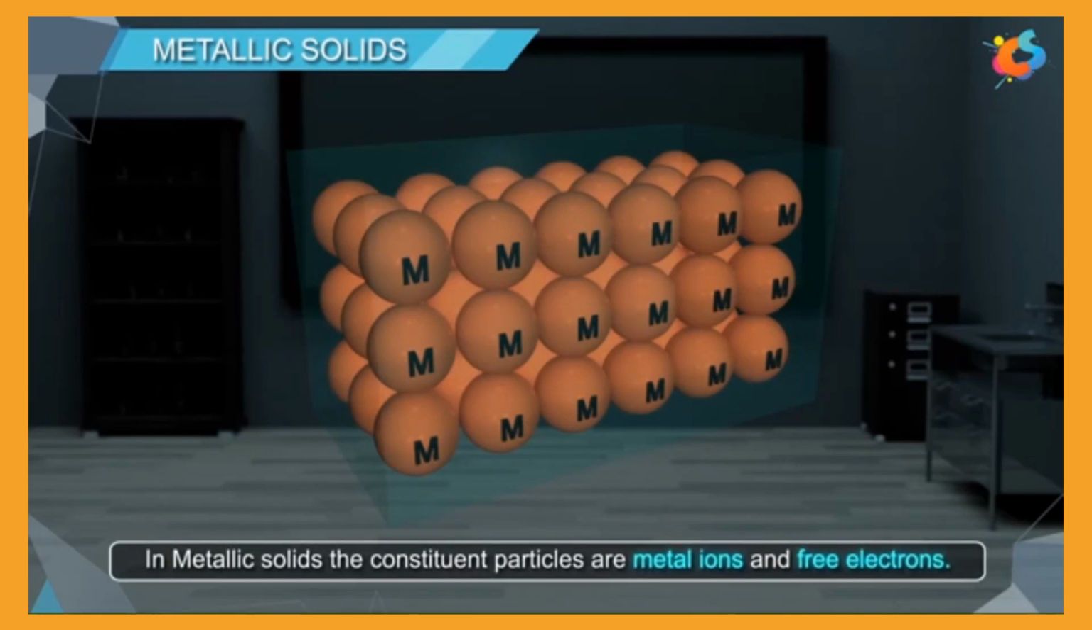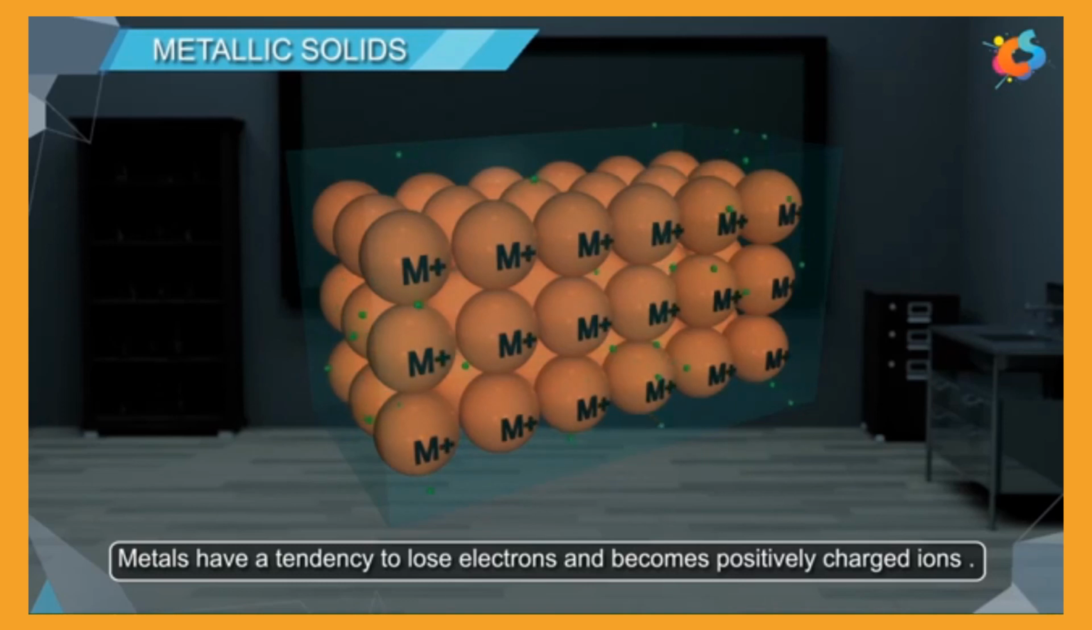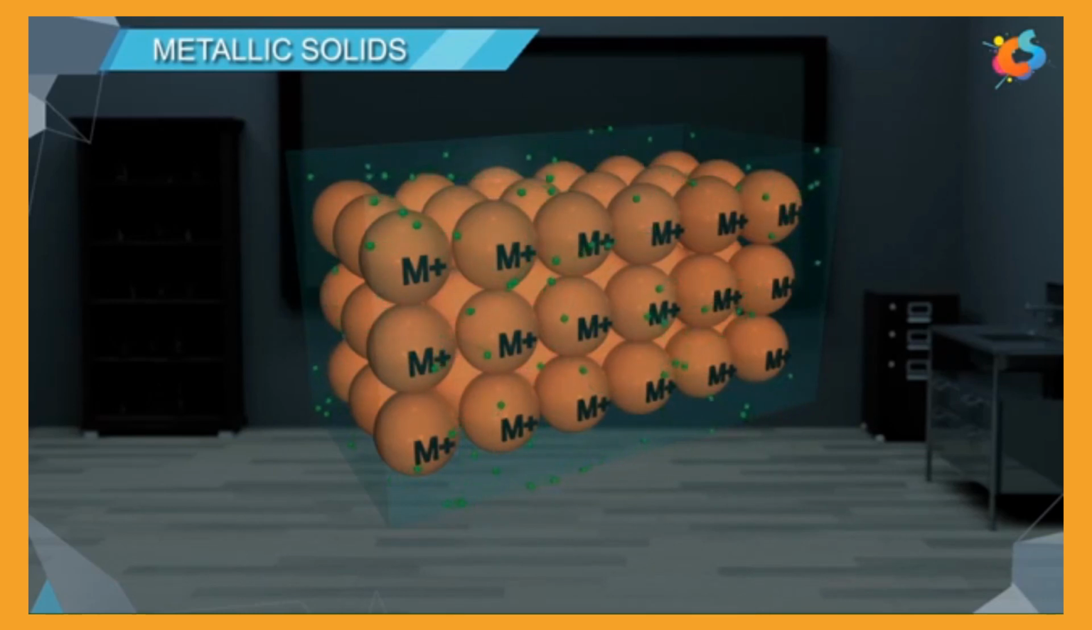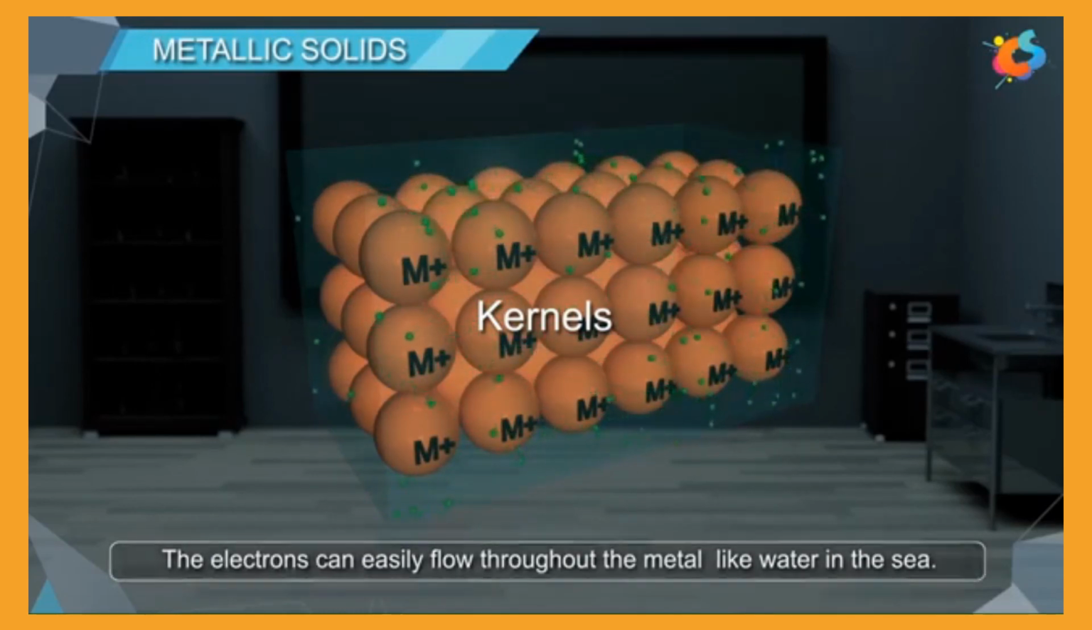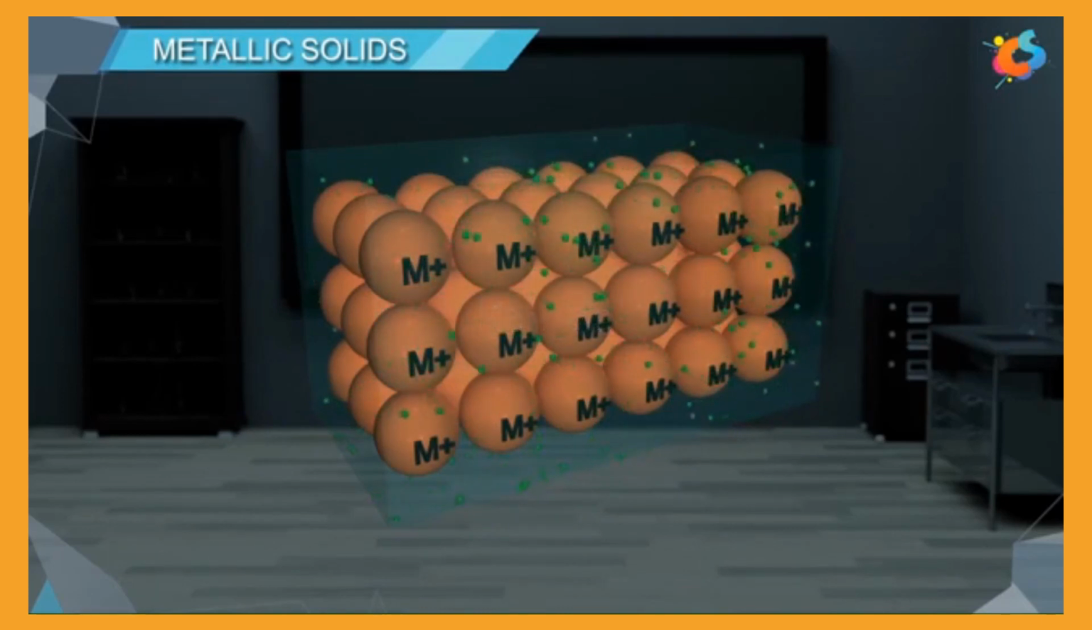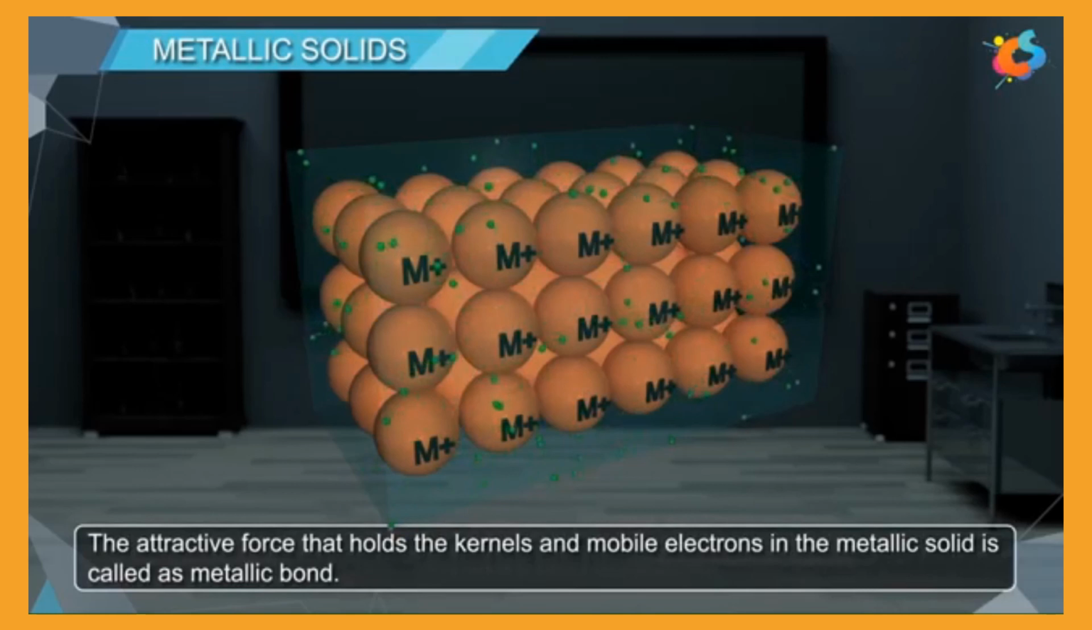Let us consider metallic solids. In metallic solids, the constituent particles are metal ions and free electrons. Metals have a tendency to lose electrons and become positively charged ions. These positively charged metal ions are called kernels, and the electrons can easily flow throughout the metal crystal like water in the sea. These mobile electrons are attracted by the positively charged ions and hold these ions together. The attractive force that holds the kernels and the mobile electrons in the metallic solid is called a metallic bond.